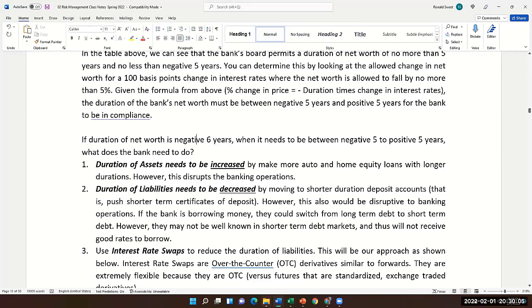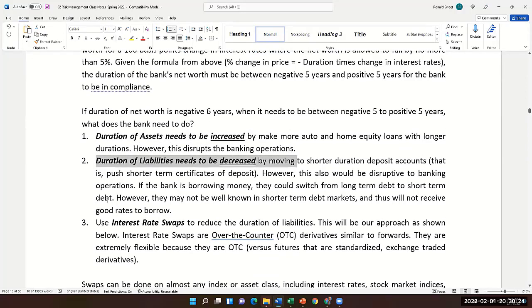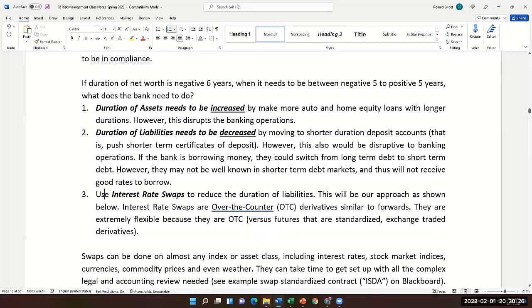It's -6 when it needs to be between -5 and +5. In that case, they need to increase the duration of net worth. Exact opposite of what we did when the bank's duration net worth was positive 6.43. They need to decrease the duration of liabilities or do an interest rate swap. In this case, they would have been on the A side. They would want to have started in fixed and ended up in floating.